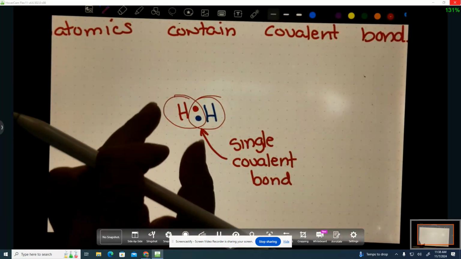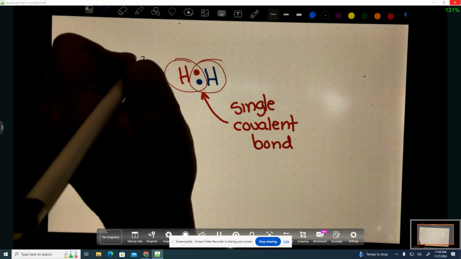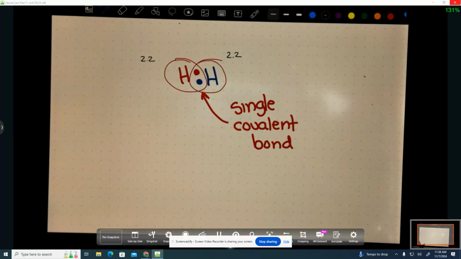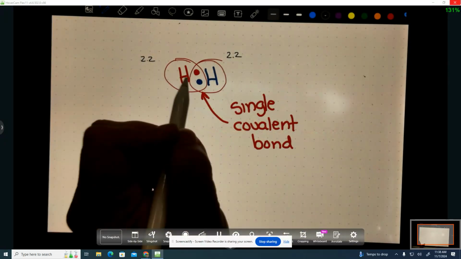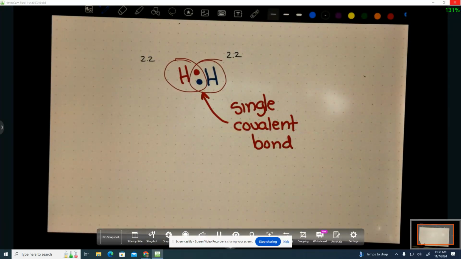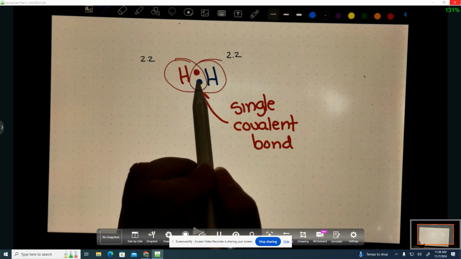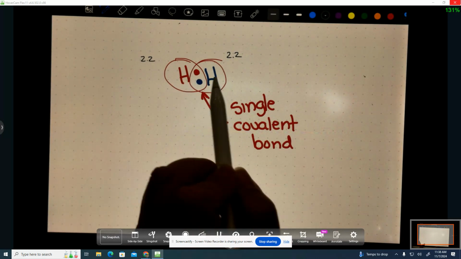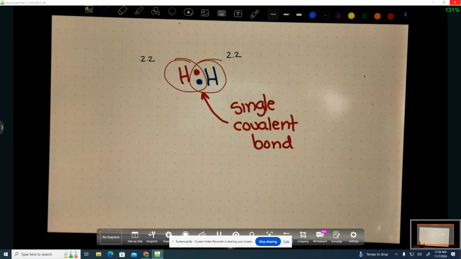The electrons that are right here are being used by this hydrogen and this hydrogen equally. They are being equally used because this has an electronegativity of 2.2 and this has an electronegativity of 2.2. And so therefore, neither one of them is going to win in a fight because they're exactly the same. So the electrons stay right in between them, equally distant from this nucleus and this nucleus.